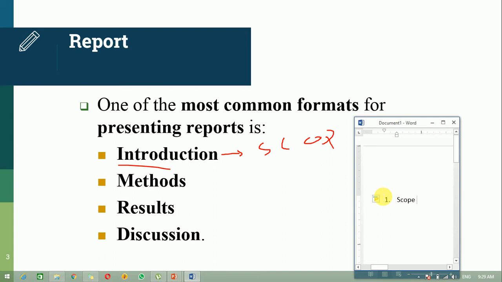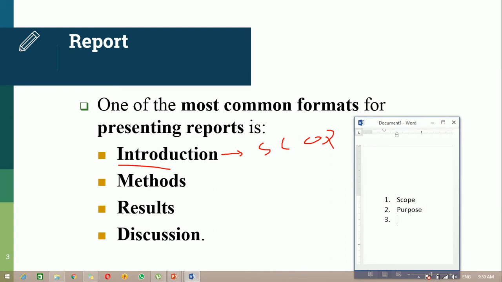First we write the scope, and after that we write the purpose. What's the purpose of our report? Why do we write a report? And who are the audience of the report? Who will be the readers, right? What's the purpose? Why do we cover the report? Okay, and that's the second one.